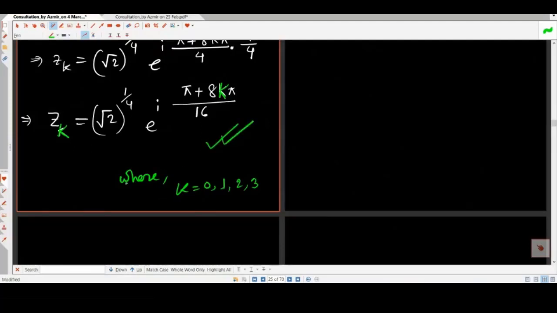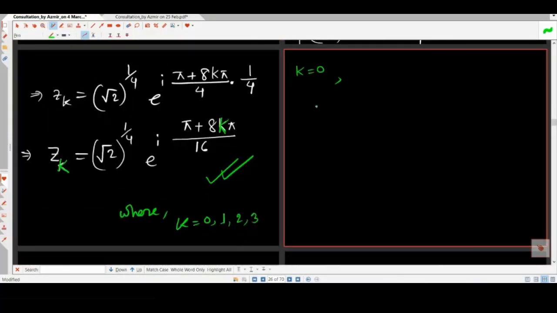So this is done. For k equals 0, we have z0, that is root over 2 power 1 over 4 e power i pi plus 0 over 16. So actually we are getting pi over 16. So this is our first solution.